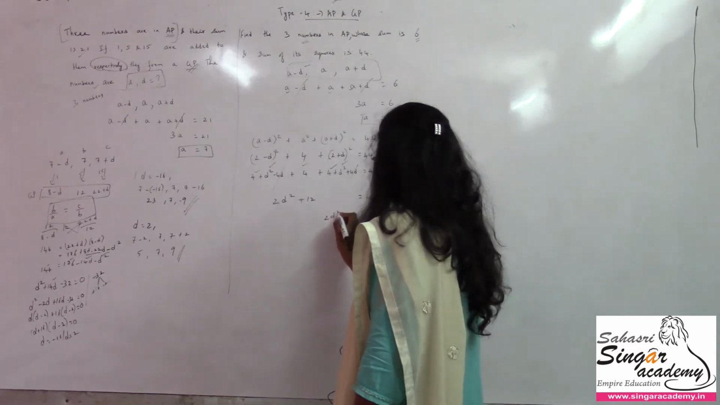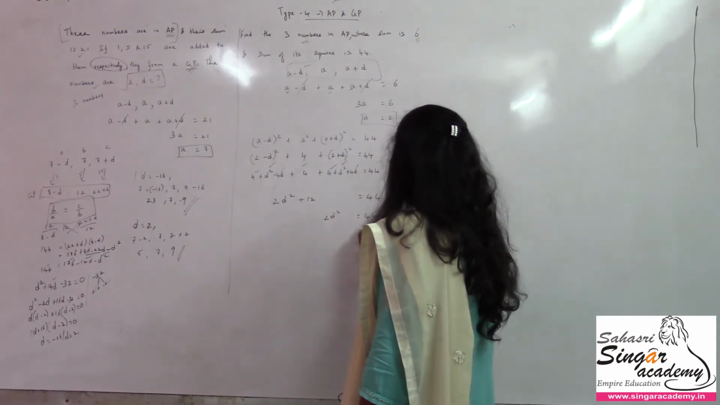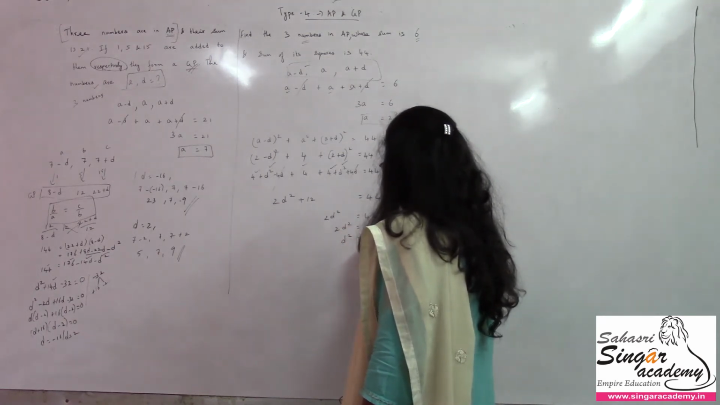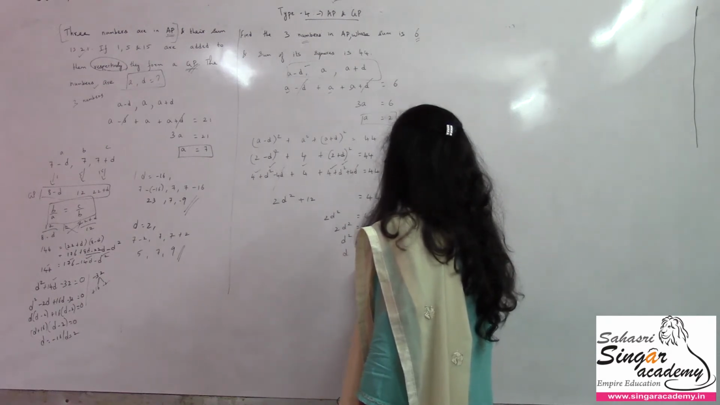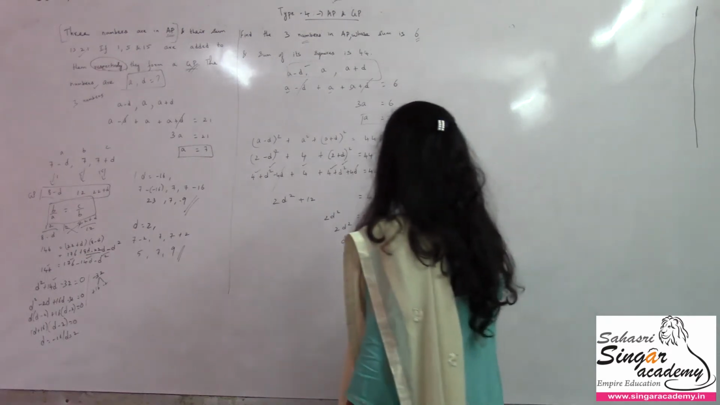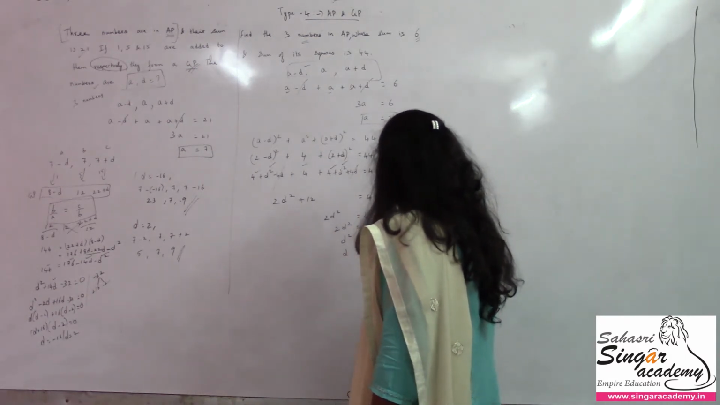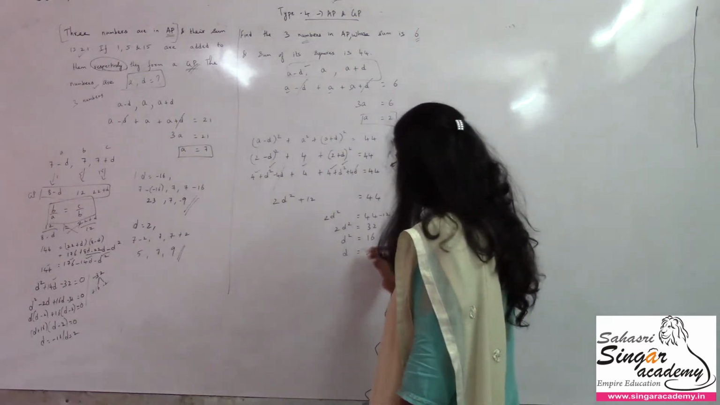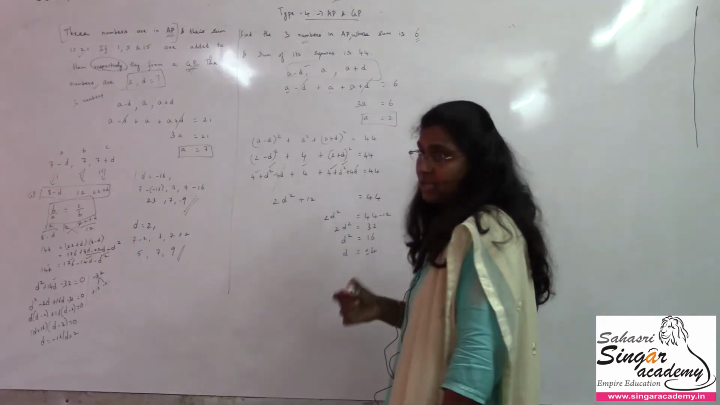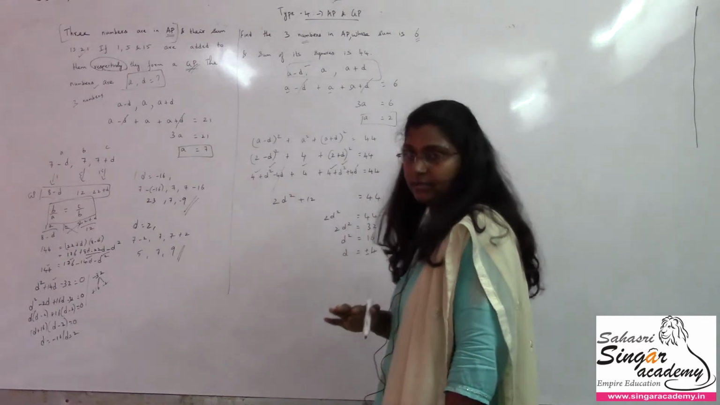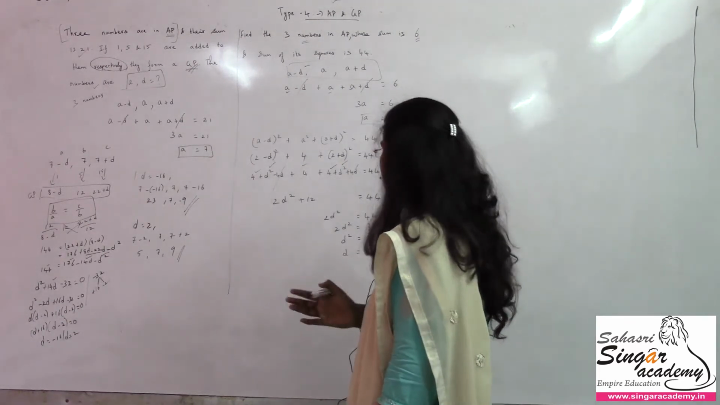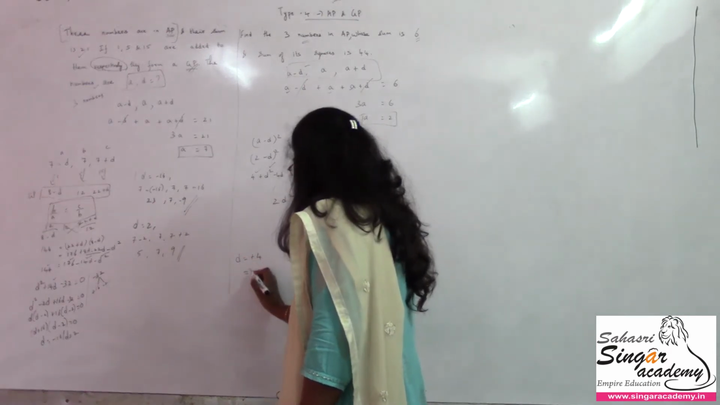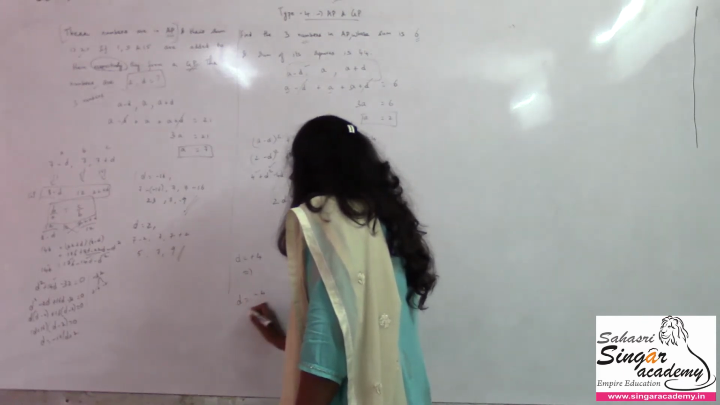So 2D square is equal to 44 minus 12, which is 32. So D square is equal to 16, D will be equal to plus or minus 4. Whenever you get two values of D, if you are writing a descriptive question, better go for both the values of D. That will help you with the final answer. If you are with the options, you can guess, no issues. So here I'll go with D equal to plus 4 for one sequence and D equal to minus 4 for another sequence.